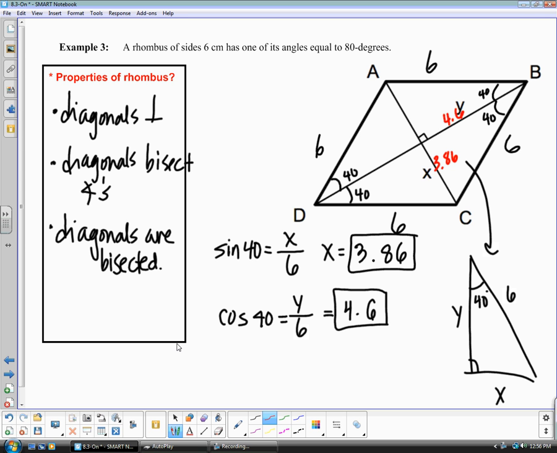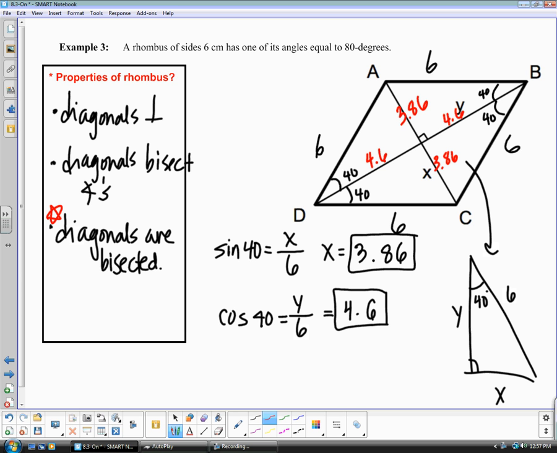Right, x should have come out to be 3.86 and y should have come out to be 4.6. Now notice this other property here. Diagonals are bisected. So that means that that part is 4.6 and this part would be 3.86.